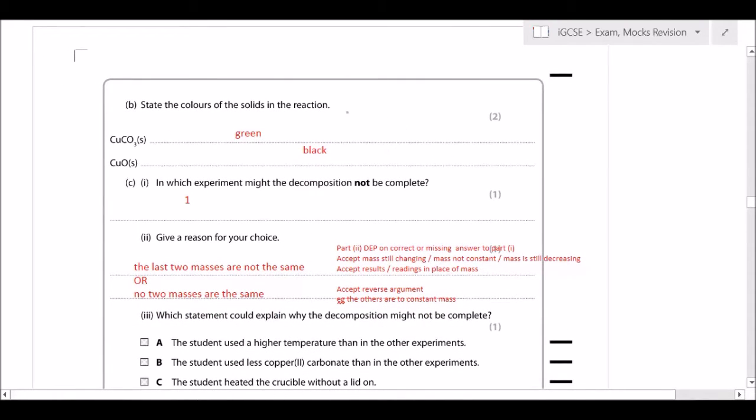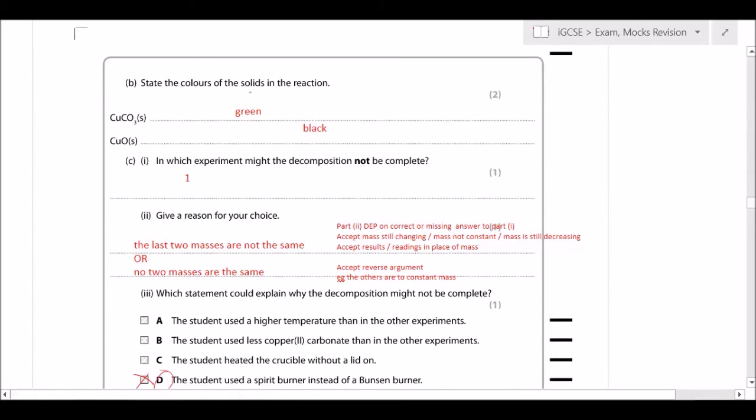State the colours of the solids in the reaction. Well, copper carbonate, you've seen it before, is green. Copper oxide is black. Both of these worth 2 marks. In which experiment might the decomposition not have been completed? Okay, not been completed, and it's experiment 1.